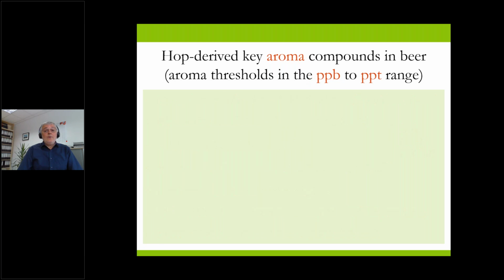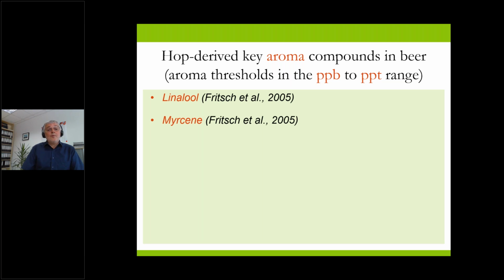Now to the aroma compounds. Here it's important to know that these compounds are present in beer, and can be key aroma compounds, in a concentration a factor of 1,000 to 1 million lower as compared to the bitter compounds. We have some compounds in the ppb microgram per liter range, and some compounds even in the ppt nanogram per liter range. As I told you before, linalool is a key aroma compound also in regular, non-dry hop beers. Fritsch did some research and discovered this in 2005.